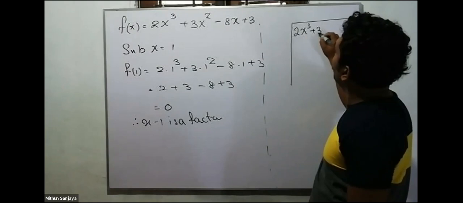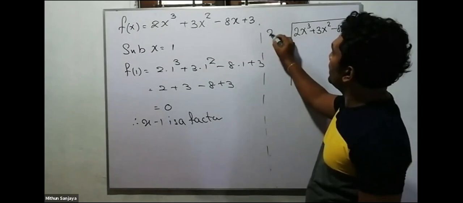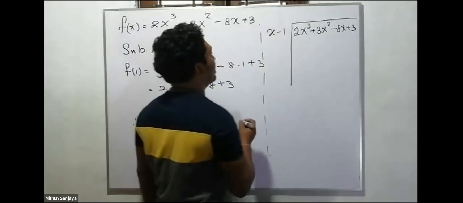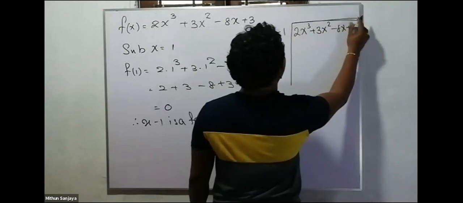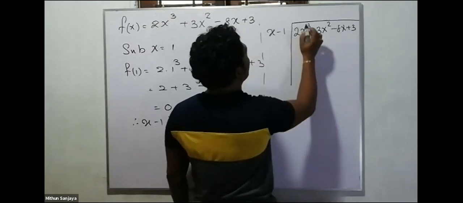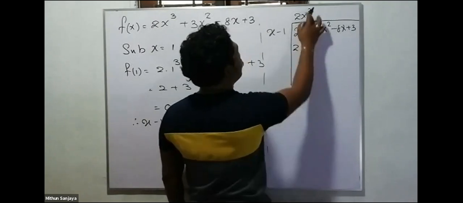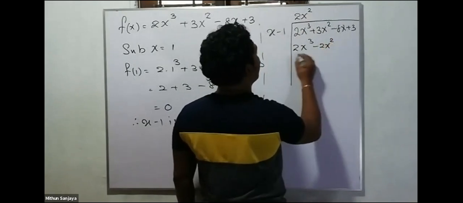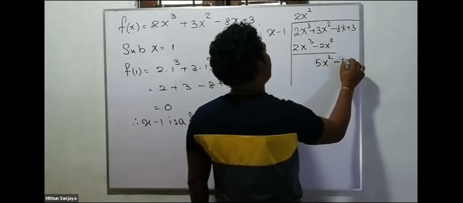2x³ + 3x² − 8x + 3. When you have any doubt about the long division, I have sent all the recordings. You can watch that and clear your doubts. Here, 2x³ we need to get, so we put 2x² here. Then we multiply 2x² and x − 1, which gives 2x³ − 2x². Then we subtract, and 5x² − 8x + 3 remains.